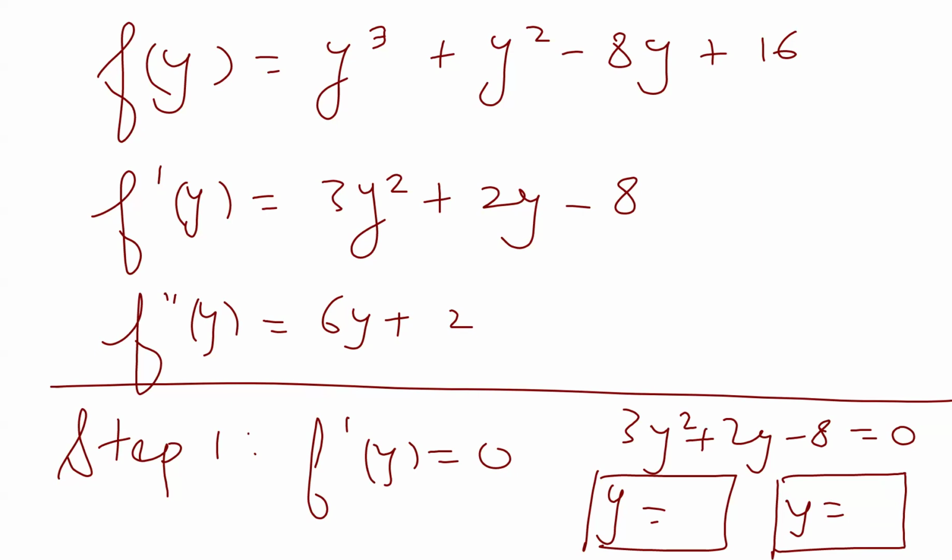Correct. Now many of you are replying. That's very good. 4 by 3 and minus 2. Now I'll discard this value minus 2. Can someone tell me why? I'll discard it because x and y are supposed to be two positive numbers. So y cannot be minus 2. Y has to be 4 upon 3.